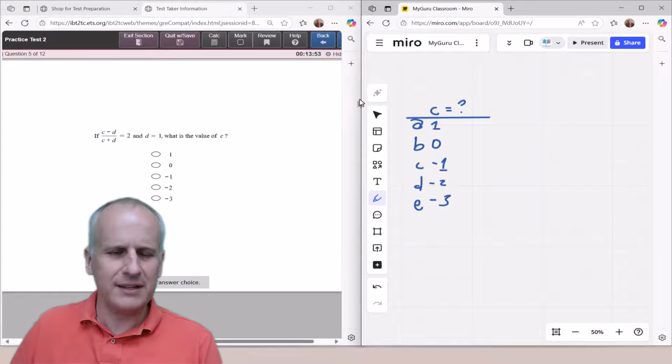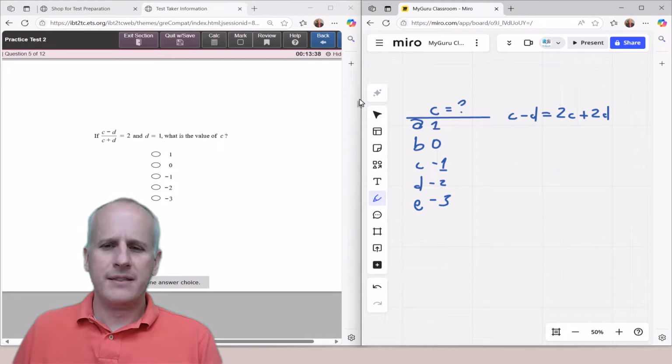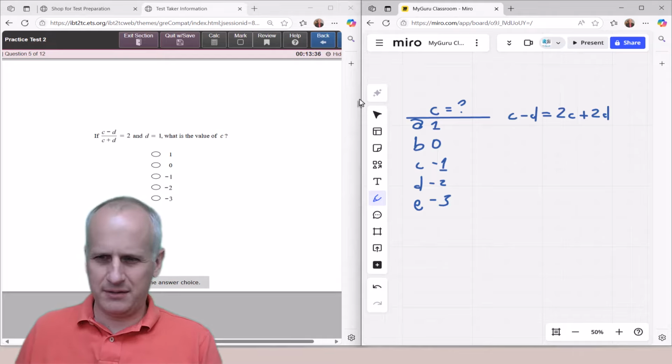So first thing I always want to do is get rid of fractions. So I'm going to just mentally multiply this first equation by c plus d to simplify it. So we're going to have c minus d is equal to 2c plus 2d. Then we know that d is being described as 1. So I'm going to just plug in if d is equal to 1.